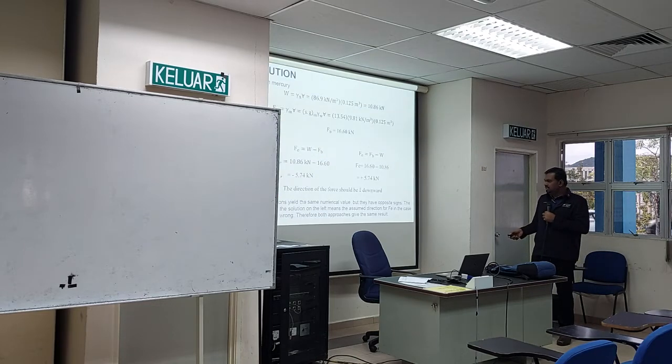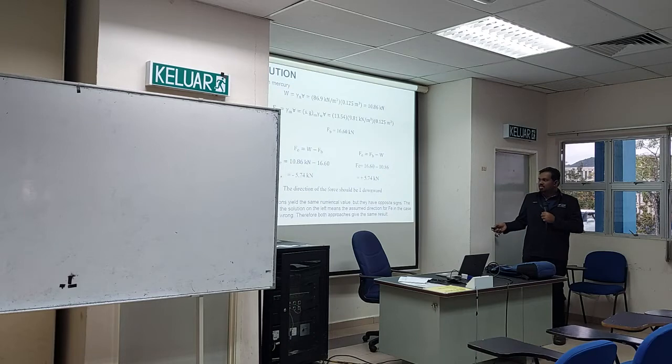Okay, so both solutions yield the same numerical value. Both are 5.74, but they have opposite signs. One negative, one positive. So the negative sign for the solution on the left means the assumed direction of Fe in the case of the cube sinking was wrong. It means this one is wrong. Okay, so therefore both approaches give the same result.